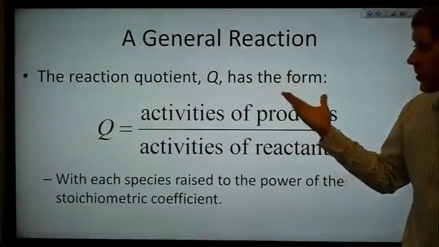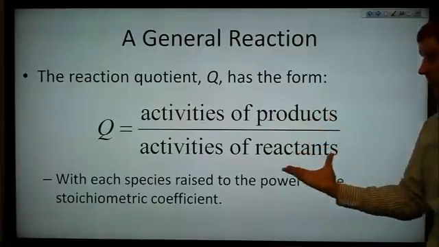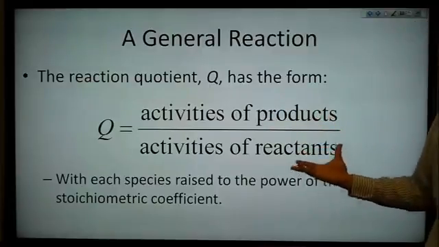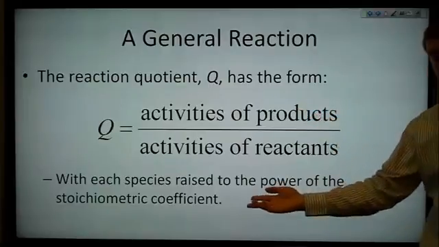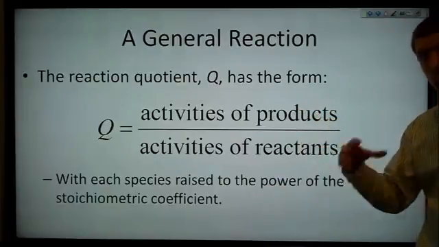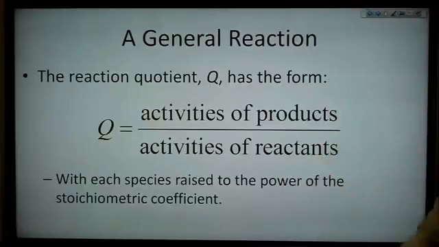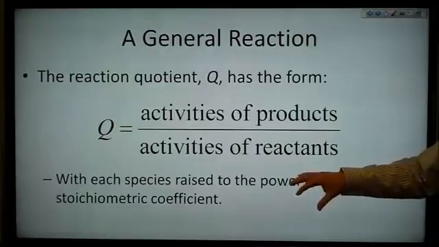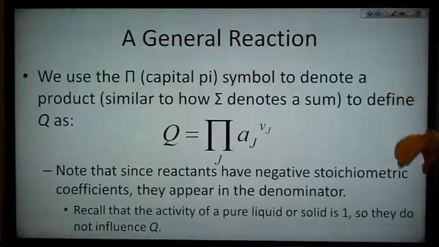And now our reaction quotient Q has the form of the activities of the products divided by the activities of the reactants. Each activity is raised to the power of the stoichiometric coefficient. Note that in this case, the powers are all positive, even for the reactants.